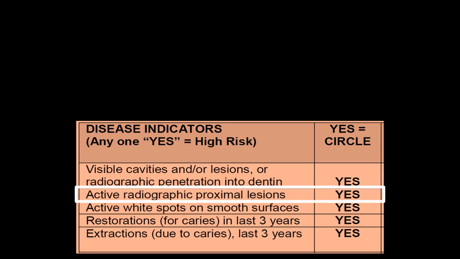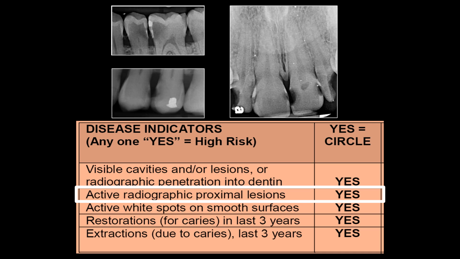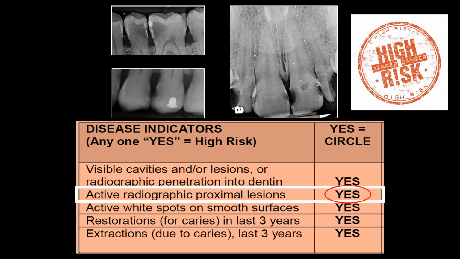The next box reads active radiographic proximal lesions. Proximal or interproximal means between the teeth. Here are some proximal lesions. If your patient has at least one active radiographic proximal lesion, you circle yes for this item, and your patient is high risk.